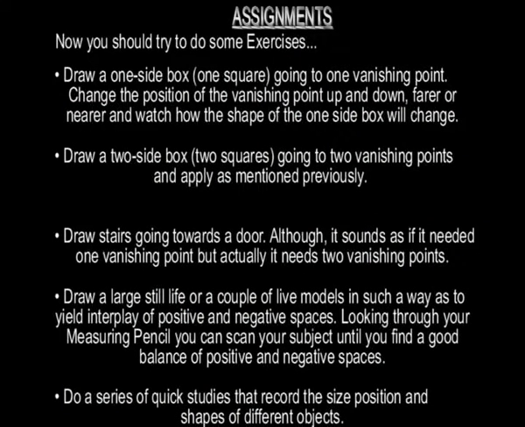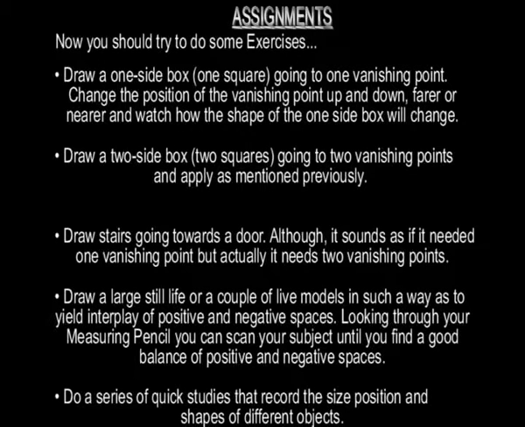Assignments. Now you should try to do some exercises. Draw a one-side box, one square, going to one vanishing point. Now change the position of the vanishing point up and down, farther or nearer, and watch how the shape of the one box side changes. Draw a two-side box, two squares, going to two vanishing points, and apply as mentioned previously. Now draw stairs going towards a door. Although it sounds as if it needs one vanishing point, it actually needs two vanishing points.